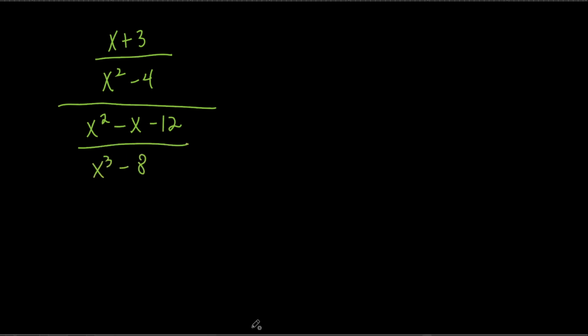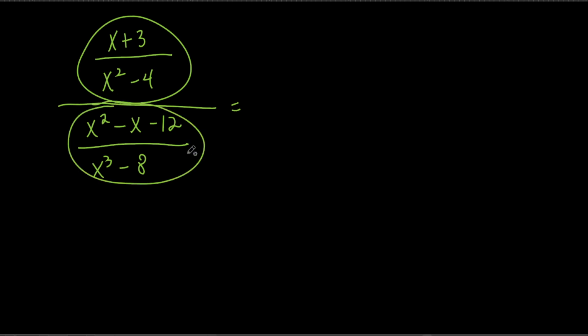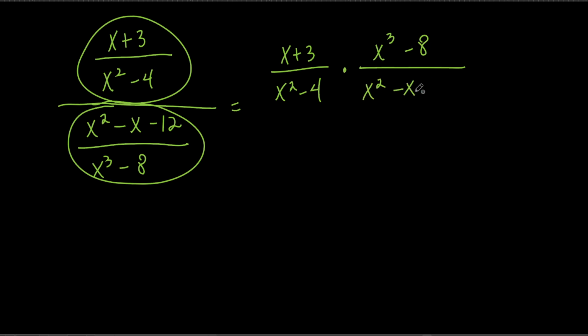So this should look familiar to you. Really, all we're going to do is this. We're going to take the top one. Instead of dividing by the bottom one, we're going to do what to it? We're going to multiply by the reciprocal. So keep the top the same. Don't change that one. And then we're going to multiply by the reciprocal. So now, what's going to go on top over here? X cubed minus 8. And then on the bottom, x squared minus x minus 12.